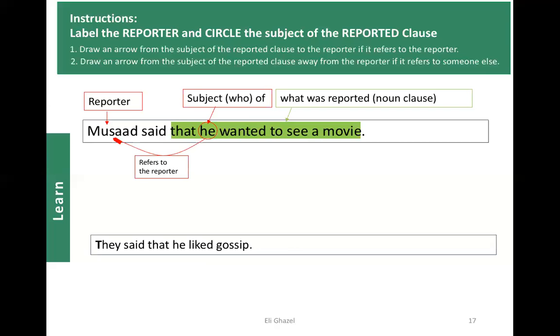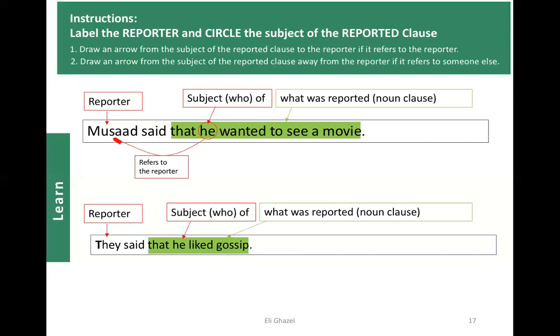They said that he liked gossip. Again, the reporter is they. He is the subject of the clause. The clause is that he liked gossip. Now let's look at he. Is he and they the same or different? He does not refer to the reporter, it refers to someone else. So this is the learning between the direct exact words and the non-exact words.